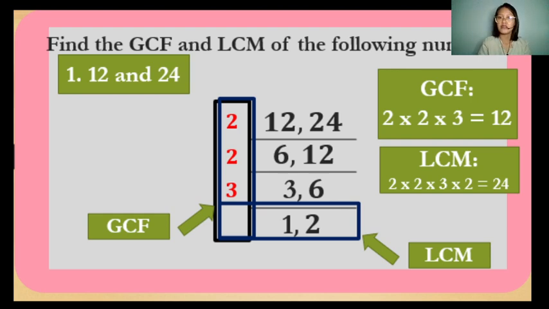So, again, to get the GCF, multiply or get the product of the divisor. To get the LCM, multiply or get the product of the divisors and the quotient. This process is only applicable for 2 given numbers. So, eto, applicable lang siya kapag dalawa lang yung given natin na number.